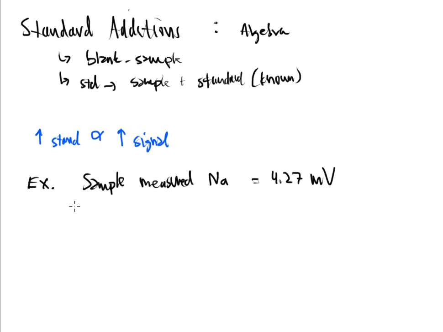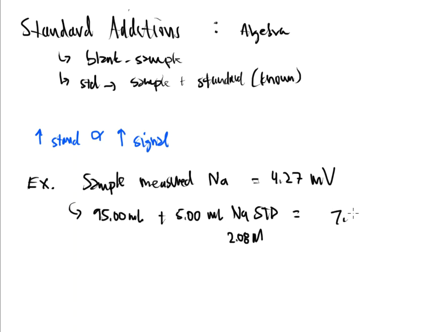So after the sample was brought in, we then took 95 milliliters of that sample. We added 5 milliliters of sodium standard to it, and we reran it. Well, this standard, I need to know the concentration for it. That's 2.08 molarity. And when I run this setup, this spiked or this standard addition, I get a new signal. And that signal is 7.98.